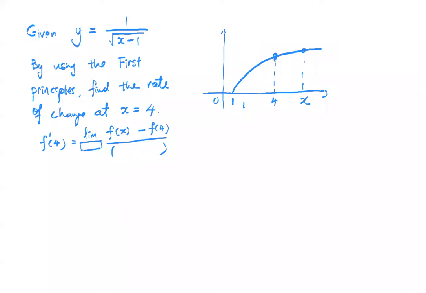Based on the graph, you tell me what should I put down there and what should I put up under the limit. Anyone want to give it a try? Yes. As the denominator, x minus 4. Yeah, you are right.